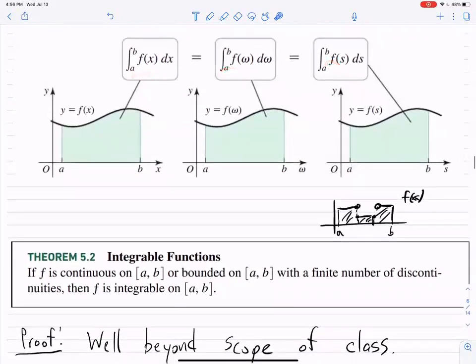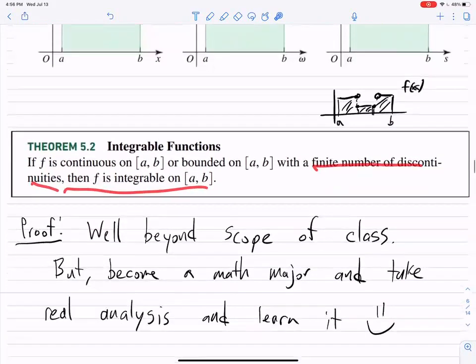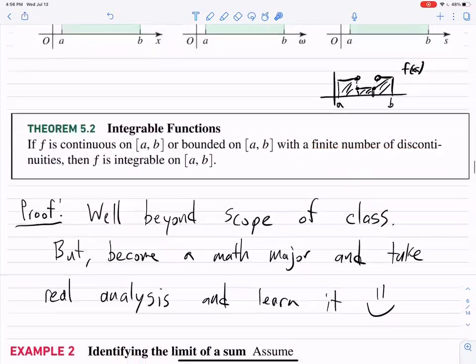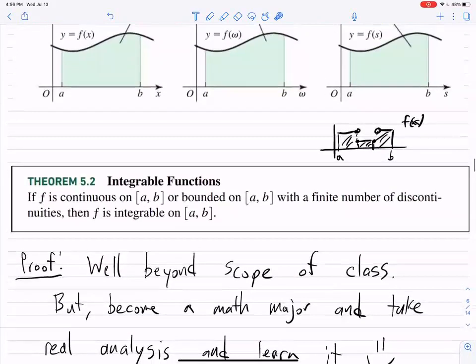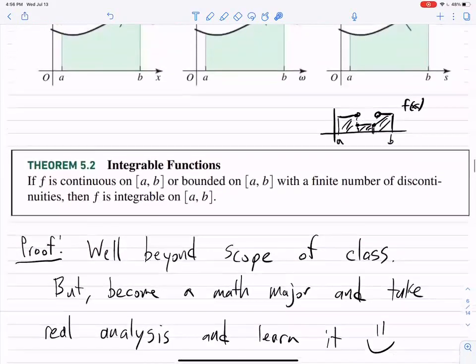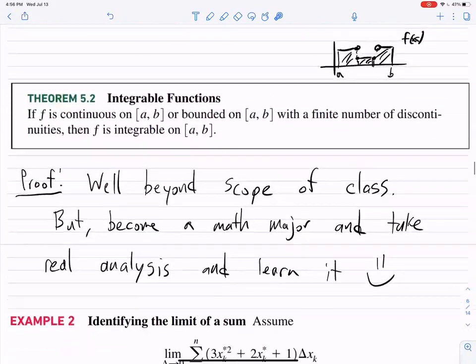And then there's a really nice way to know if a function is integrable, like whether or not you can calculate this sum. If f is continuous, or bounded with a finite number of discontinuities, then f is actually integrable. The proof of this is well beyond the scope of the class. But if you're a math major, you learn about this in real analysis, which I'm teaching in the fall. It's actually quite cool. It uses very technical terms, and it gets into the beauty of what is actually happening at infinity when you do something like this.